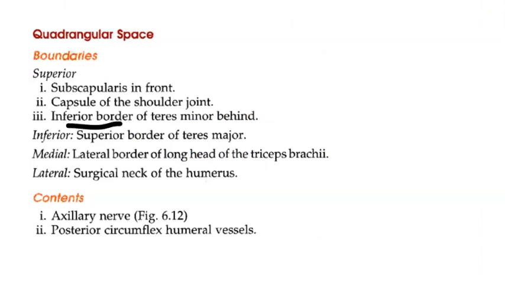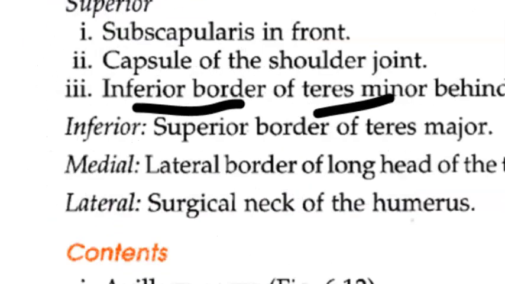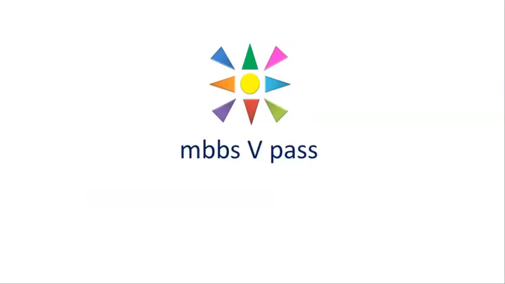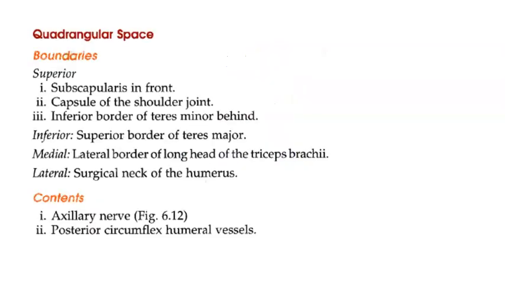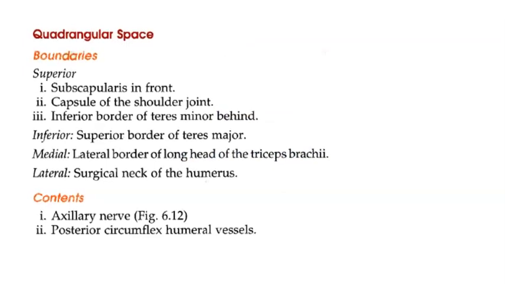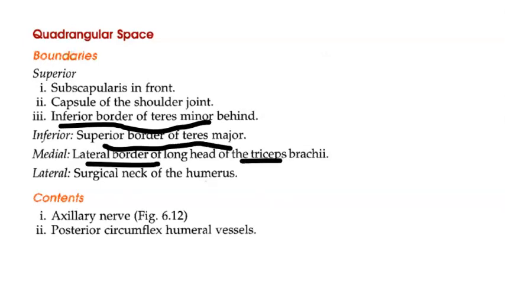Superiorly, you have the inferior border of the teres minor. Inferiorly, you have the superior border of the teres major. And then medially, you have the lateral border of the triceps. And laterally, you have the medial border of humerus, I would say. But actually, it is surgical neck of humerus. Still not enough for the exam. You need to write little more. What is it? Okay. So inferior border of teres minor is correct, superior border of teres major is correct, lateral border of triceps is correct, but you should say long head of the triceps brachii, and laterally you have the surgical neck of humerus.